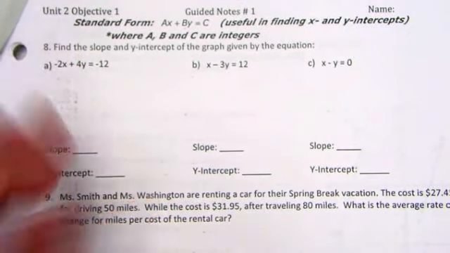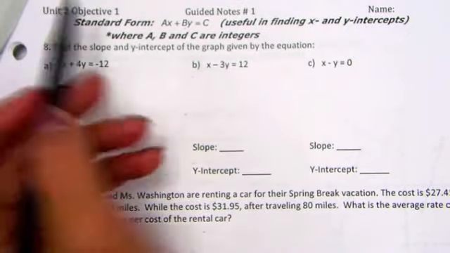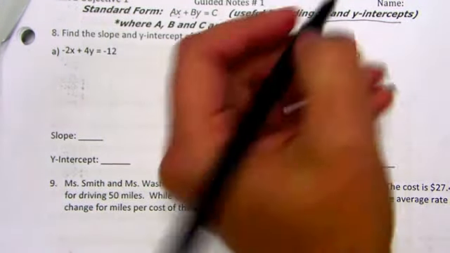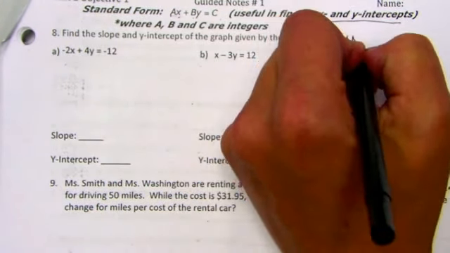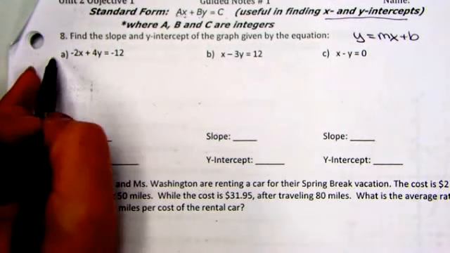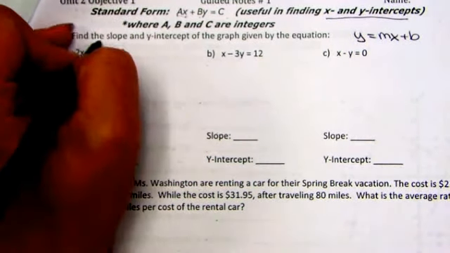Continuing, the next way to write an equation of a line is in standard form, ax plus by equals c. Standard form is most useful to find your intercepts of your line. We are going to take standard form and transfer it into, again, slope-intercept form so that we can easily identify the slope and the y-intercept of our line. To do this, you need to get y by itself.